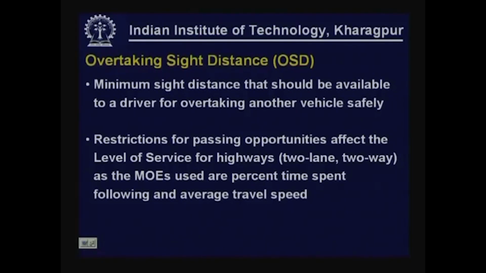So, formally, overtaking sight distance is the minimum sight distance that should be available to a driver for overtaking another vehicle safely.